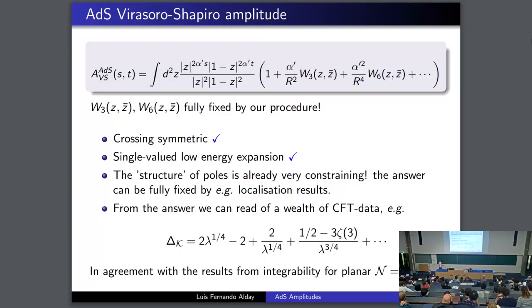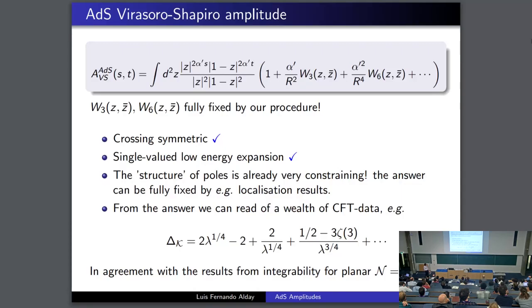Now, how do we know that this has to do with N equals 4 at all? Now we can do something quite smart. We can have a look at the answer we have gotten, and we can have a look at which intermediate operators it has. And from the answer we got, without putting this as an input whatsoever, we see that there is an intermediate operator whose 1 over lambda expansion is exactly this expansion. And we go to integrability people, and they tell us that is exactly the dimension of the Konishi operator in a 1 over lambda expansion.